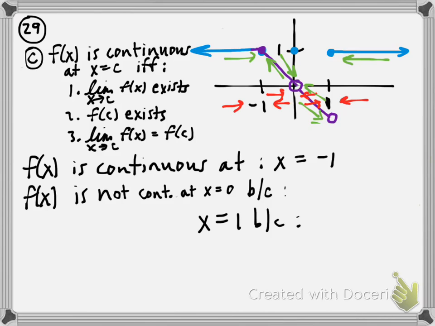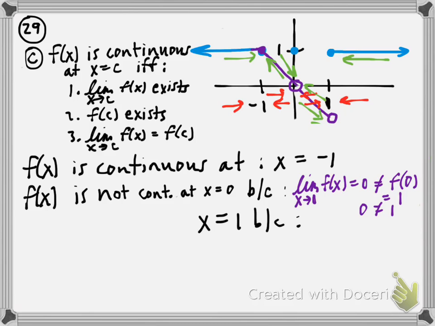We could say the limit as x approaches 0 of f of x equals 0, and that's not equal to f of 0, which is equal to 1. So 0 does not equal 1, so therefore the limit does not equal the value of the function.